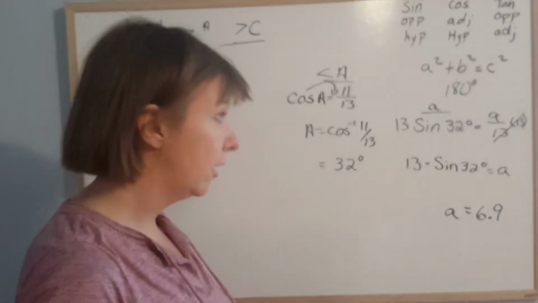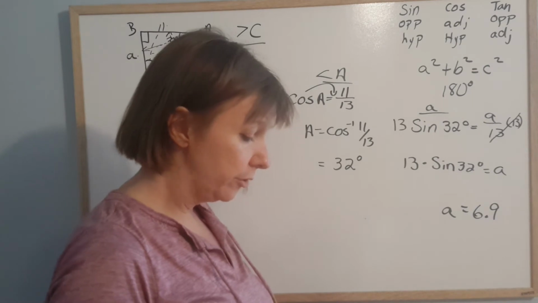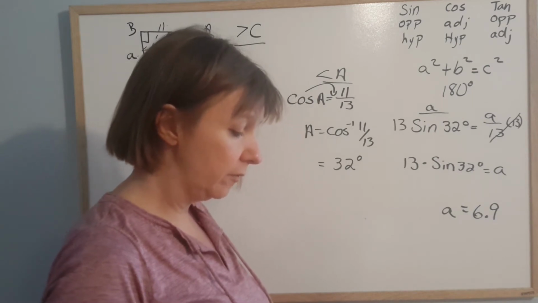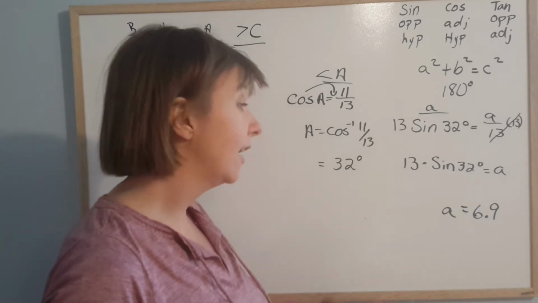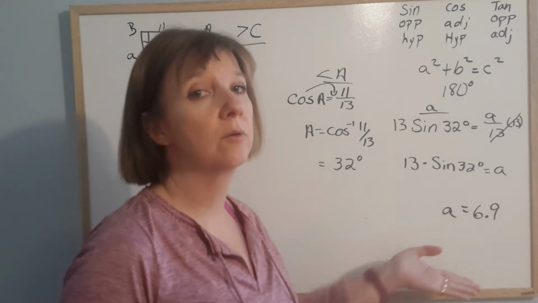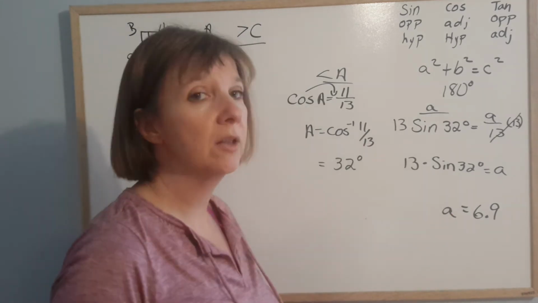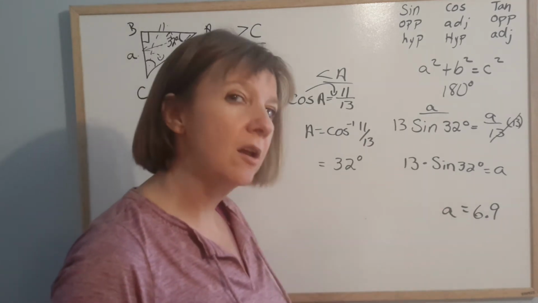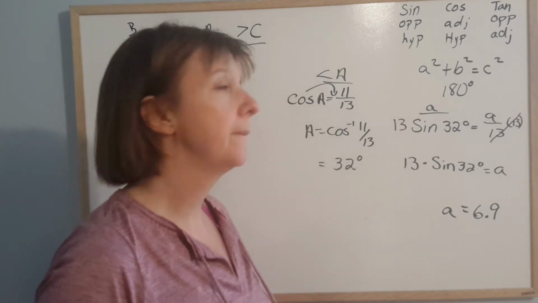So then I would go to my calculator, and I would do 13 times sine of 32, and I get 6.9 when I round it off to the nearest tenth. So same answer I had before, but I got it in a different way.